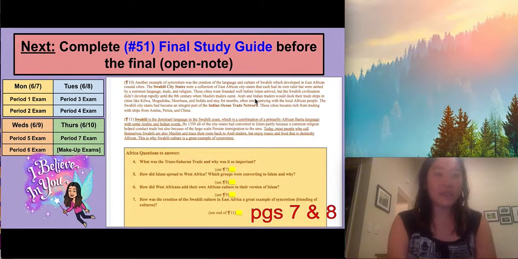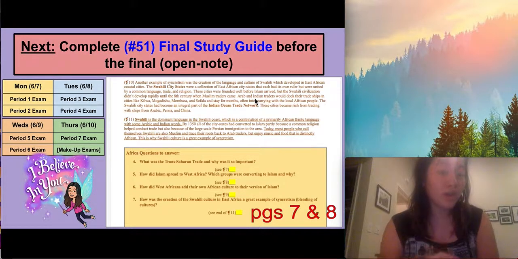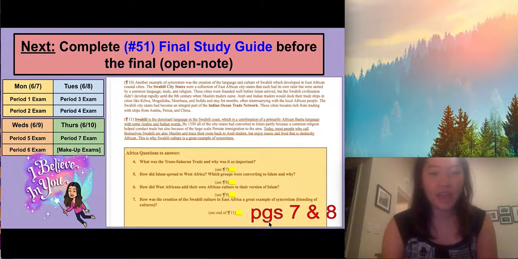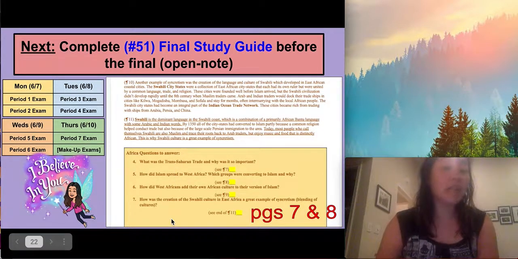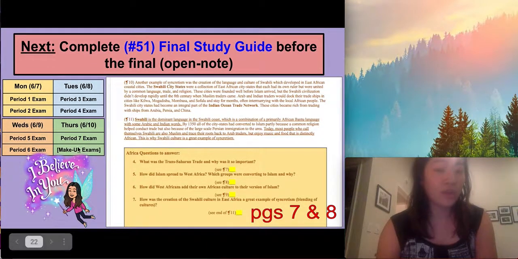So next, I want you to know you should complete your final study guide before the final, because the final is open note. The multiple choice section is going to be based off of the study guide. For example, pages 7 and 8 are the most helpful. If you answer these questions from 1 to 7, that's going to really help you do well on the final because the multiple choice is based off of these short answer questions. And when your study guide is due depends on when your exam is. So here are the dates so that you know when your study guide is due.